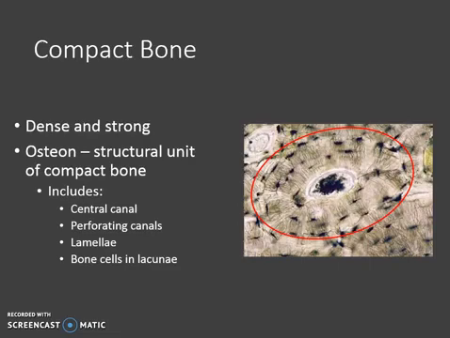Bone tissue can be arranged in a couple of different formations. One formation is compact bone. Another formation is spongy bone, which we'll talk about towards the end of this video.